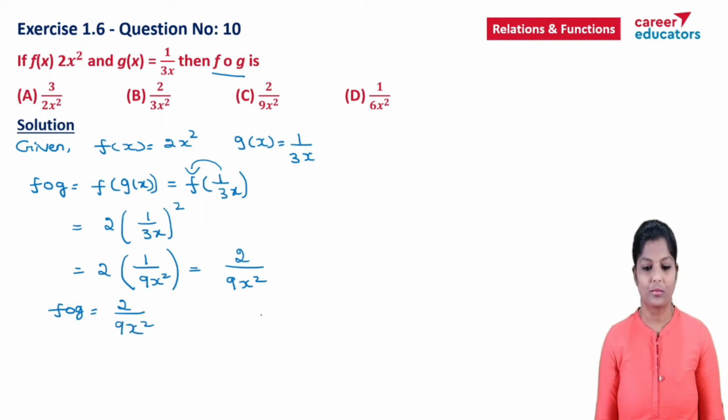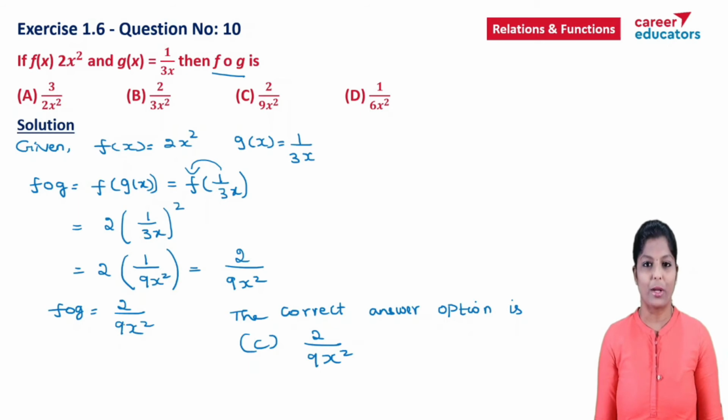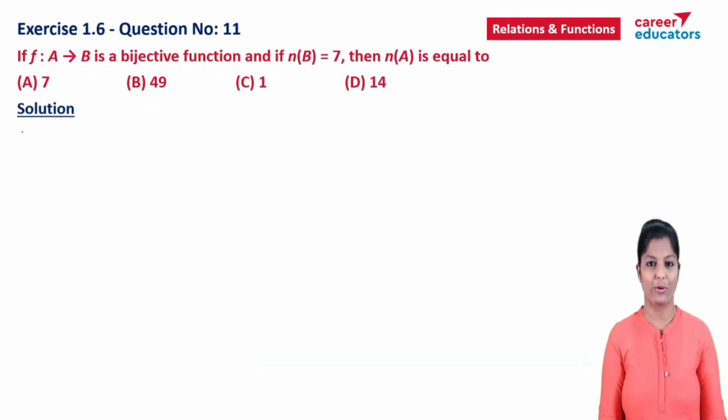Therefore, the correct answer option is C, 2 divided by 9x square. That's all, we have completed this problem. Next, we are going to solve question number 11. Here, f from a to b is given as bijective function and n of b is given as 7. We have to find the value of n of a.